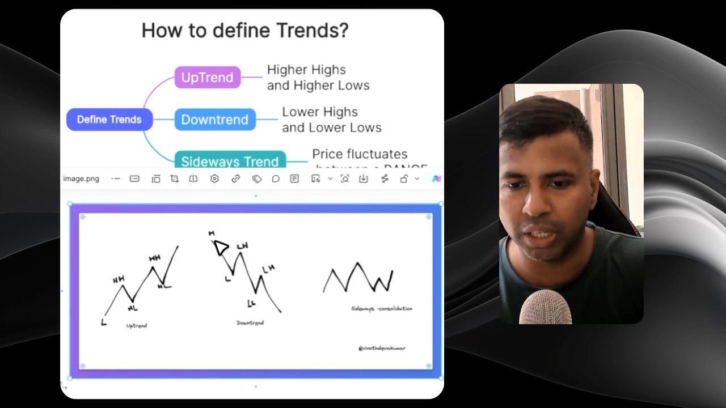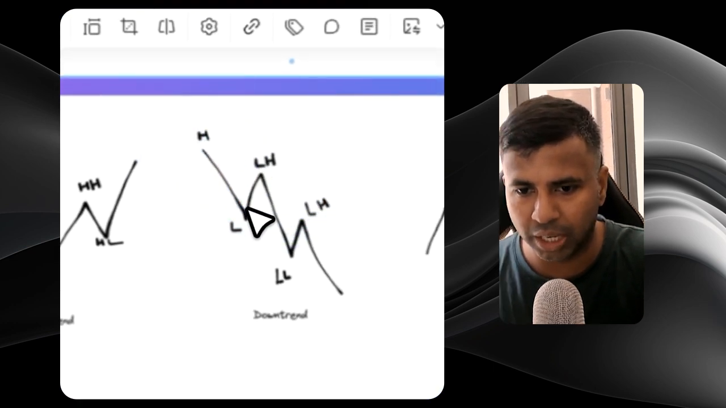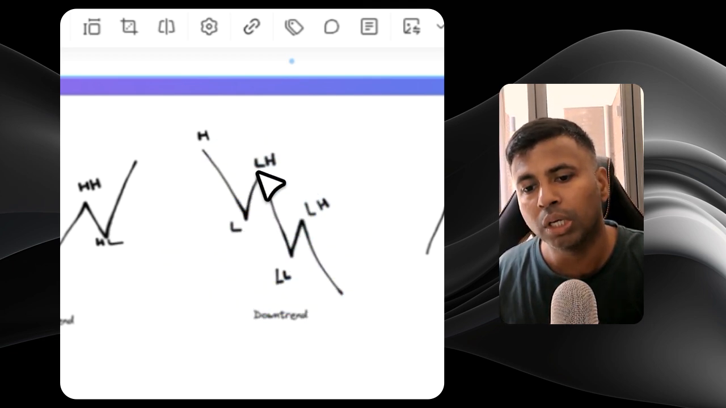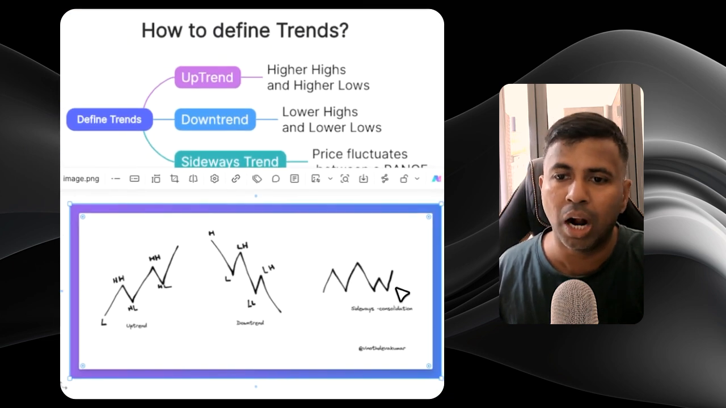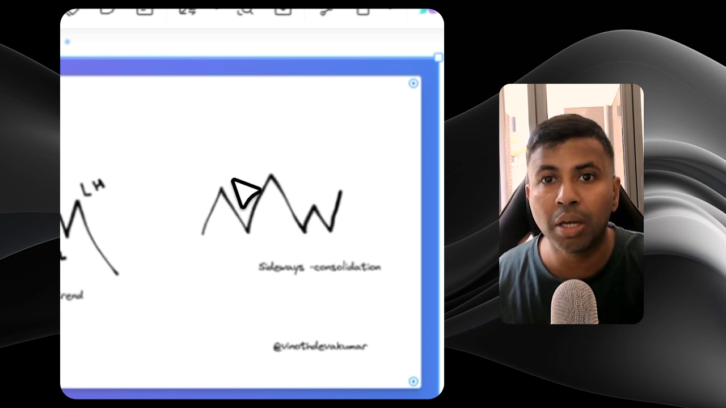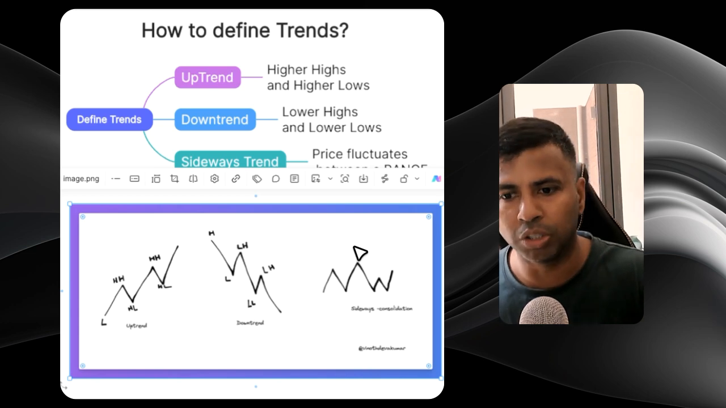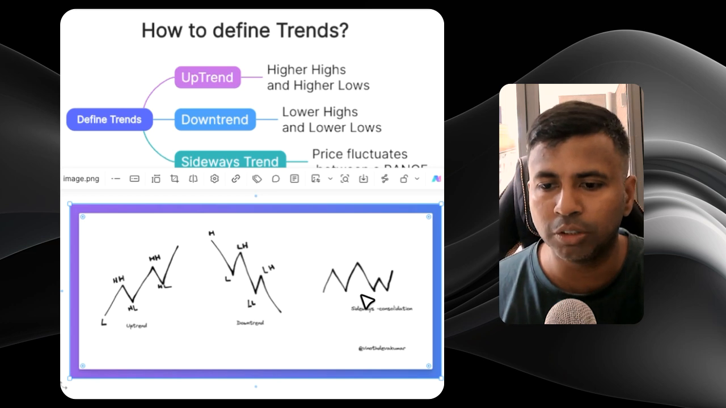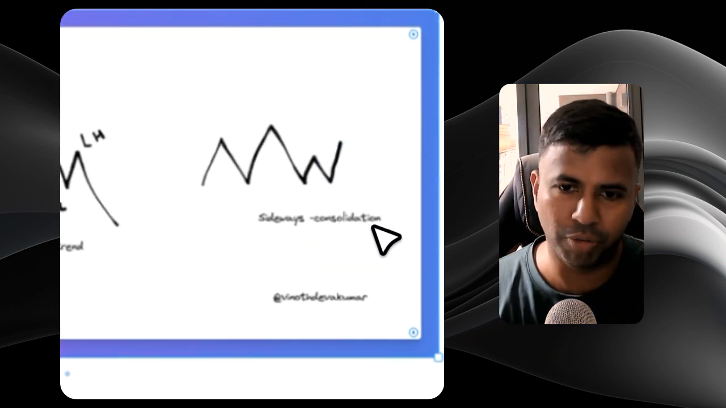Now let's look visually at the downward trend. This high is lower than the previous high and this low is lower than the previous low, and this means that the stock is moving in the downward direction. And finally coming to the sideways trend, you can see that the stock is neither breaking out and moving upwards nor breaking down and moving downwards. It's just oscillating in a narrow price range, in which case we call that the stock is in a sideways trend or in a consolidation phase.